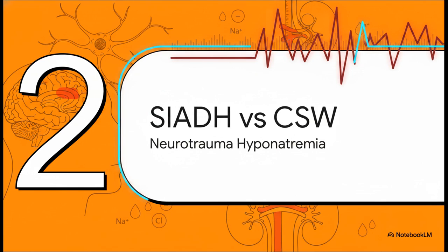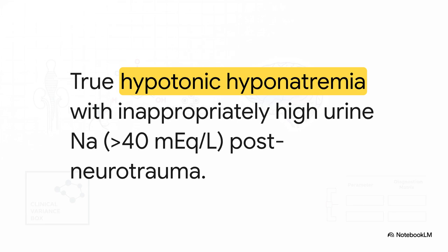Moving right along to Module 2, SIADH versus cerebral salt wasting. We're going to start with the CNS pathway trap. Following a severe CNS insult, like a subarachnoid hemorrhage, you'll frequently encounter a patient with true hypotonic hyponatremia and an inappropriately high urine sodium, often greater than 40 milliequivalents per liter.